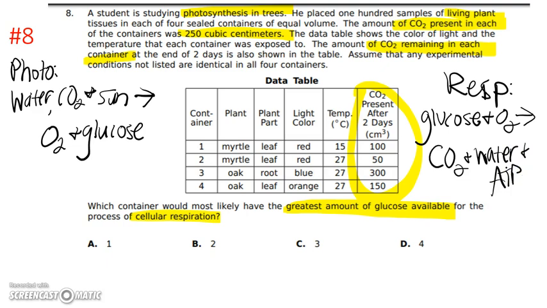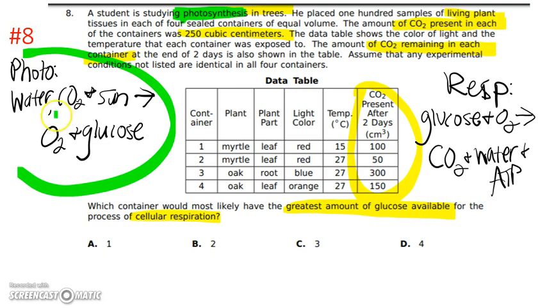So now that we have our 2 equations written, remember we're looking here at photosynthesis. So in photosynthesis, which is this one here, CO2 is going to be taken in. So that means the plants that are taking in the most CO2 are going to be doing the most photosynthesis. And in our answer choice here, we're looking for the greatest amount of glucose. So that means the plant taking in the most CO2 is also going to be producing the most glucose, because that means photosynthesis is taking place the most.